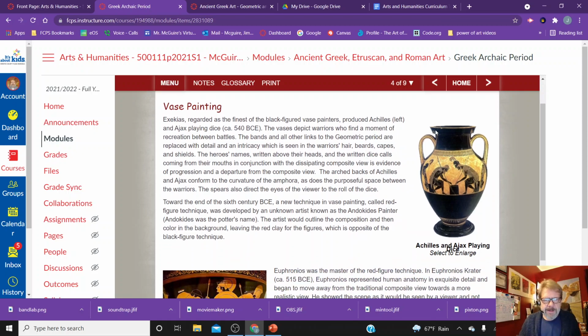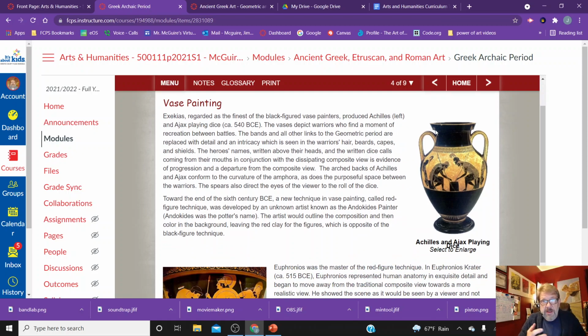Vase painting. Again, the sculpture we have, the pottery stuff, very utilitarian. It wasn't just there to look good; it was there to perform a function. Exekias, I don't know if I'm pronouncing that one right, regarded as the finest of the black-figure vase painters, produced Achilles and Ajax Playing Dice. The vases depict warriors who find a moment of recreation between battles.